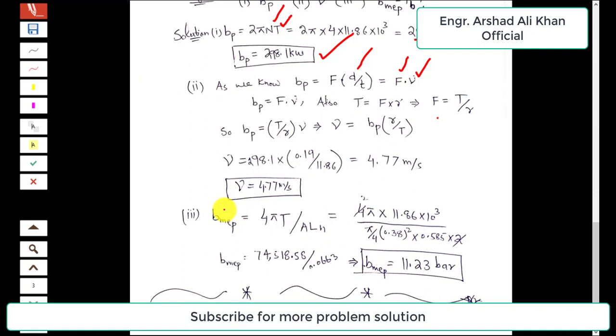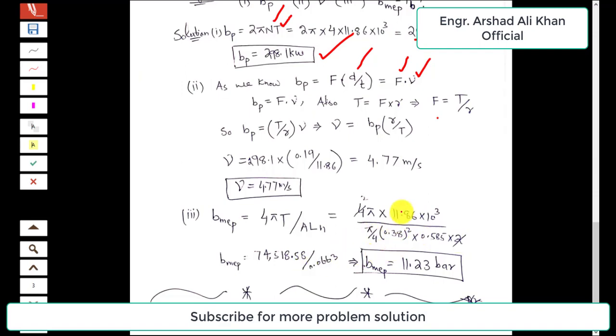For that, we have the expression: brake mean effective pressure is equal to 4 pi T divided by A L n. So putting the values, we know about these values: 4 pi into 11.86 into 10³ divided by A. A is the area, cross-sectional area of the piston or cylinder. It becomes pi by 4 D square. D is 0.38 square into L. L is 0.585, which is the stroke length, and n, number of cylinders, is 2.